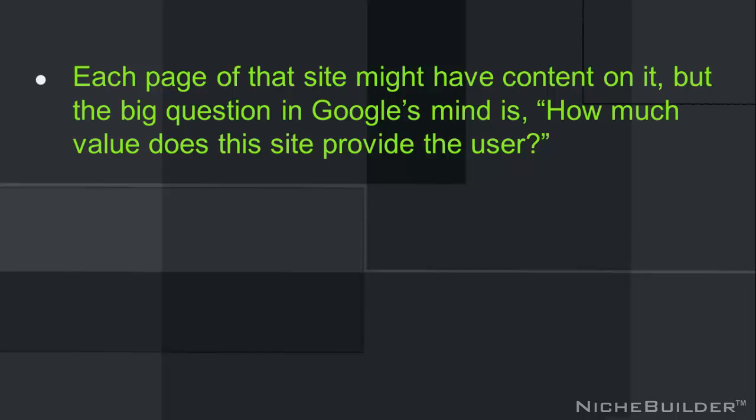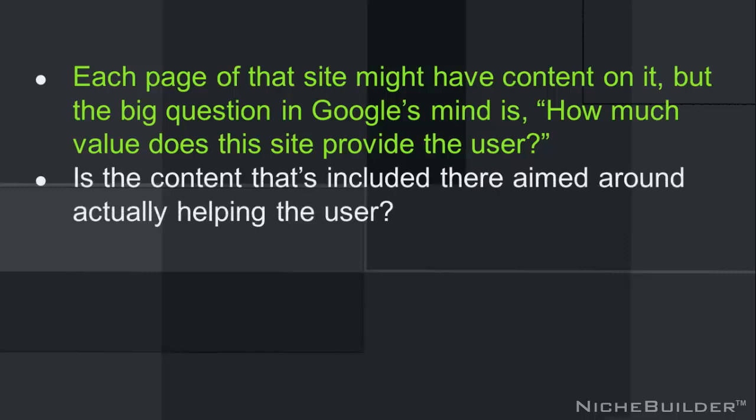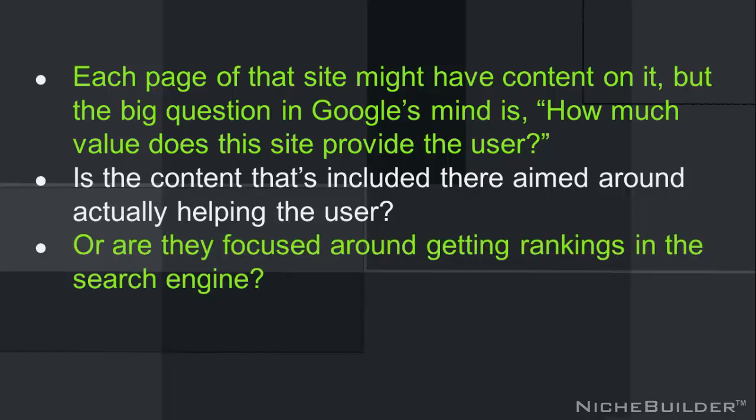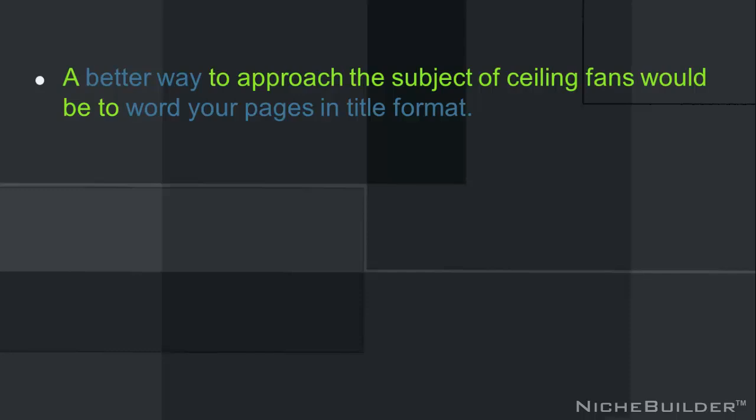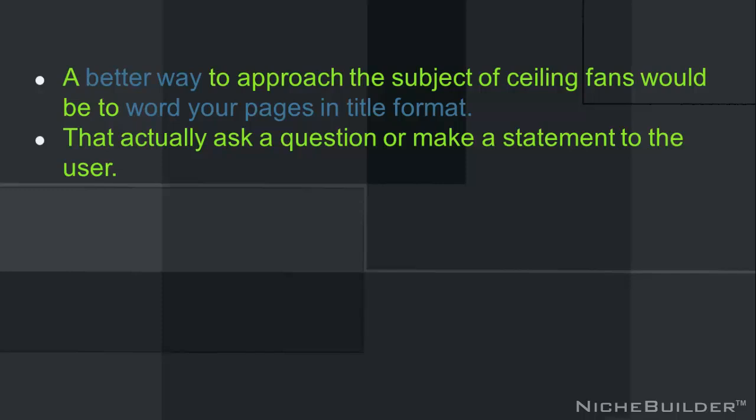Now, each page of that site might have content on it, but the big question in Google's mind is, how much value does this site provide the user? Is the content that's included there aimed around actually helping the users, or are they focused around getting rankings in the search engine? A better way to approach the subject of ceiling fans would be to word your pages in a title format. And that title format should actually ask a question or make a statement to the user.